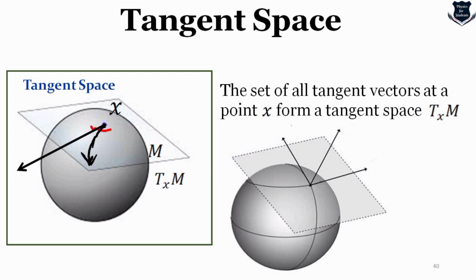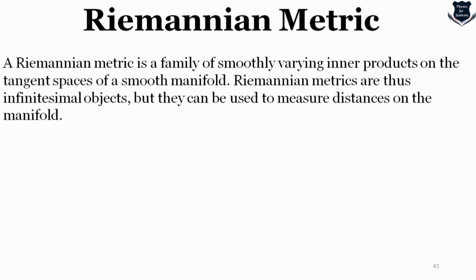Okay, now that we have understood tangent space, tangent vector, etc., the last thing which remains in order to understand a Riemannian manifold is what is called a Riemannian metric. Now this is a pretty simple and straightforward definition. A Riemannian metric is a family of smoothly varying inner products on the tangent spaces of a smooth manifold. Riemannian metrics are thus infinitesimal objects, but they can be used to measure distances on the manifold. So just hold on if you don't understand the meaning of inner products and tangent spaces. I will explain it to you.